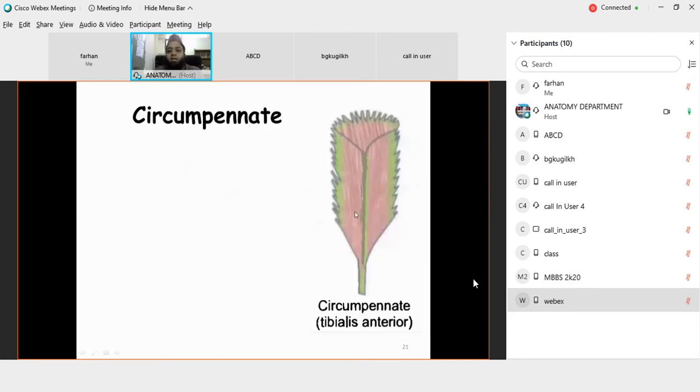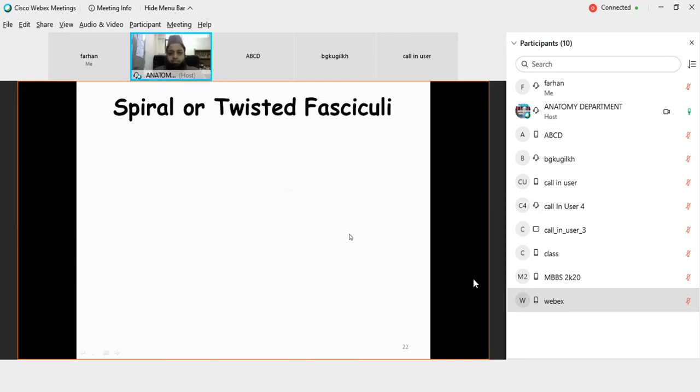Then there is circumpennate muscle also, tibialis anterior. Tibia is the bone of leg. In the same region, we have got tibialis muscles, tibialis anterior and tibialis posterior. So tibialis anterior belongs to this category. It is circumpennate muscle. Okay, tibialis anterior.